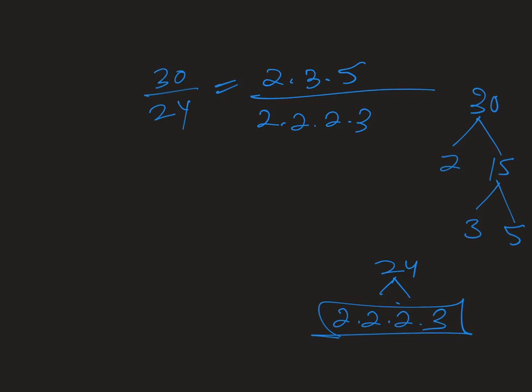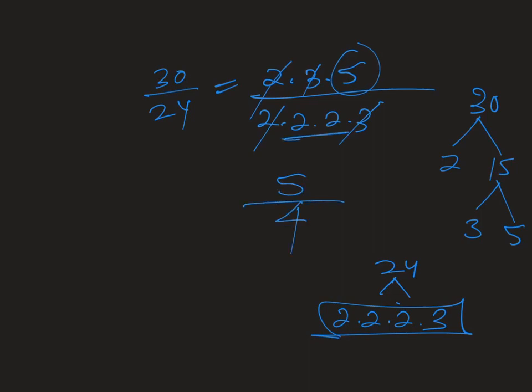So now we can go ahead and cancel what they have in common. The 2 cancels 2, and then the 3 cancels 3. So now we have in the numerator just a 5, and in the denominator we have a 4.